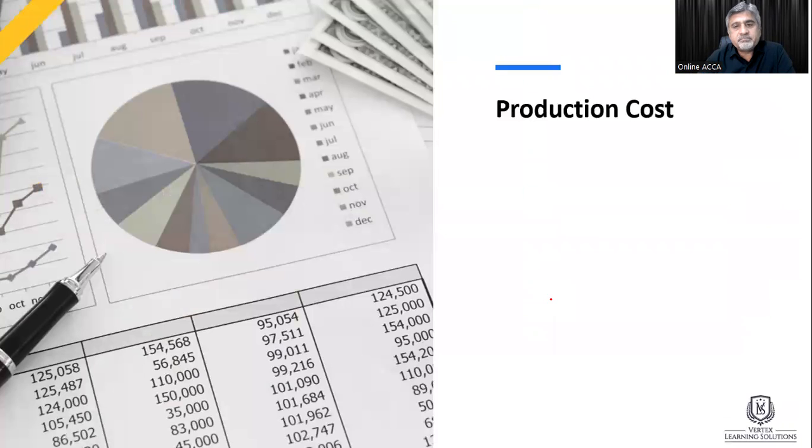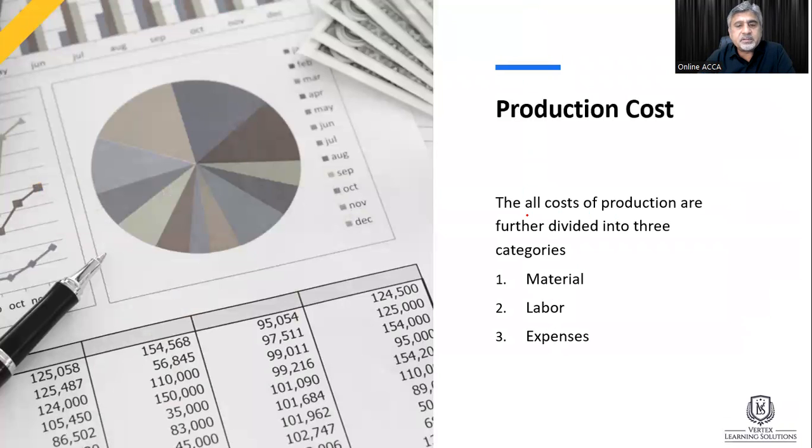All costs of production are further divided into three categories. Remember I told you that there might be 20 different types of costs within the production department. All these are called production cost, but then we further divide them into three categories.